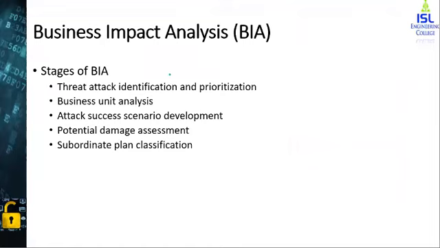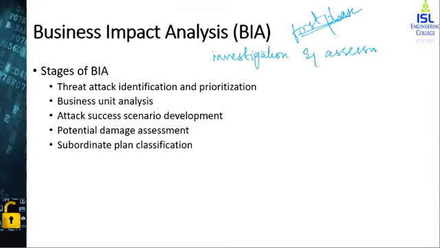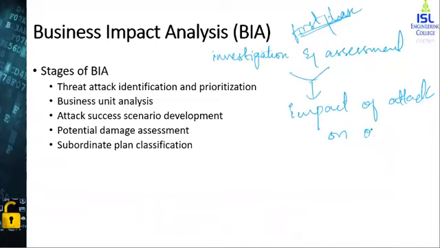The next is the business impact analysis. Now this is the first phase in the development of your contingency planning, that is your BIA. Now this BIA is a type of investigation and assessment of what? The investigation and assessment of the impact of an attack on a particular organization.